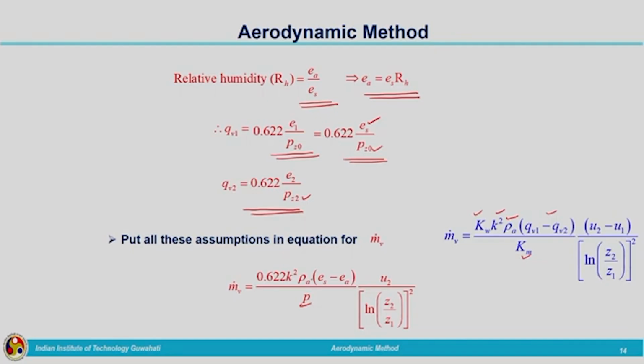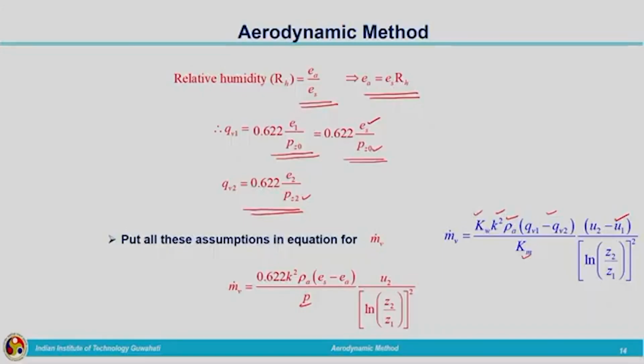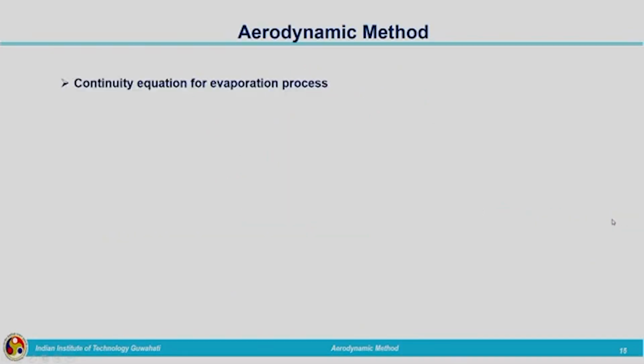0.622 K square rho A ES minus EA divided by P multiplied by U2 divided by ln Z2 by Z1 whole square. Why U2? U2 minus U1. In the term U2 minus U1, U1 we have considered to be equal to 0 based on the no slip condition. The surface layer of air which is close to the water surface will be having the same velocity as that of the water surface, that is equal to 0. So, this is the simplified form of the Thornthwaite-Holtzman equation.